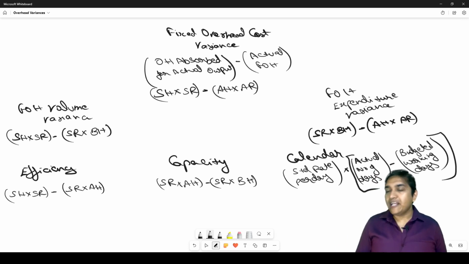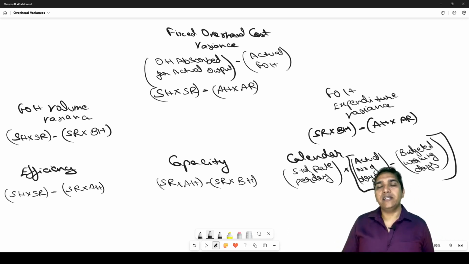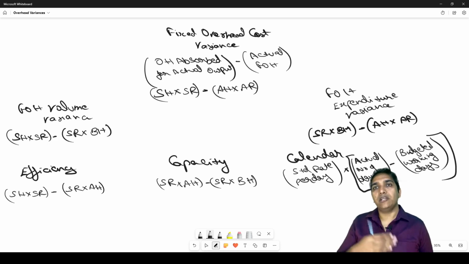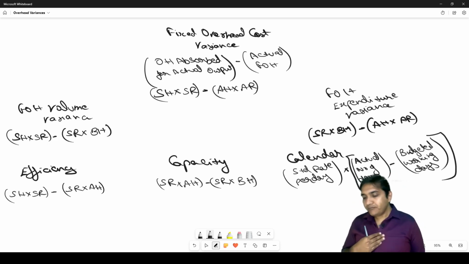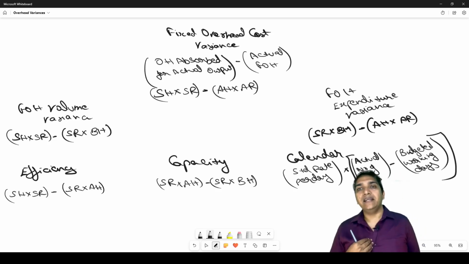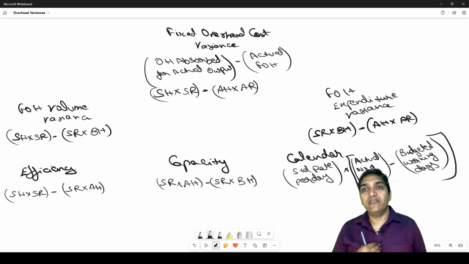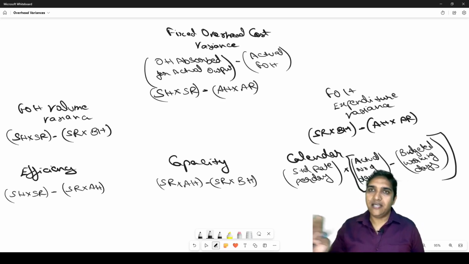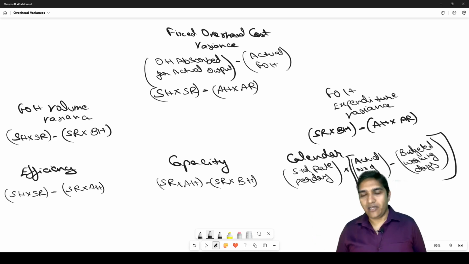Now expenditure, again, is similar to what we had discussed in variable also. Expenditure means I had budgeted to spend 10 lakh rupees, but I have actually spent 60,000 rupees. So the variance between budget cost and my actual cost is called my expenditure variance.